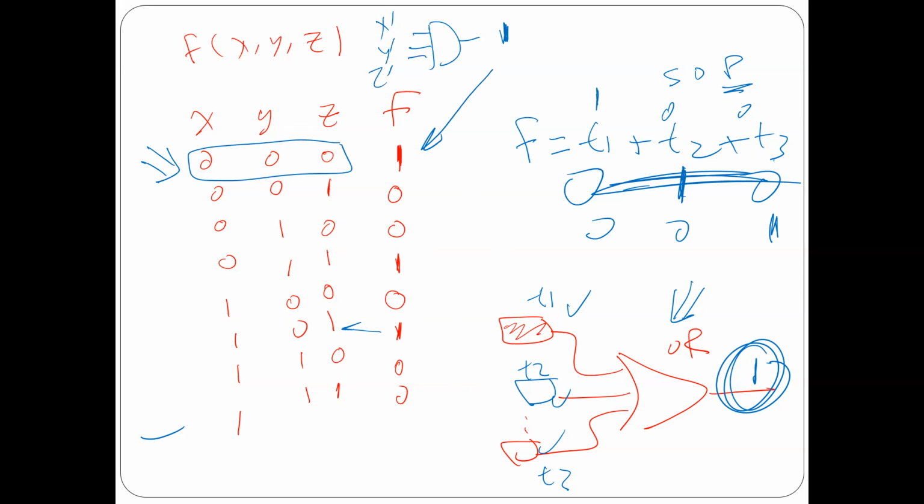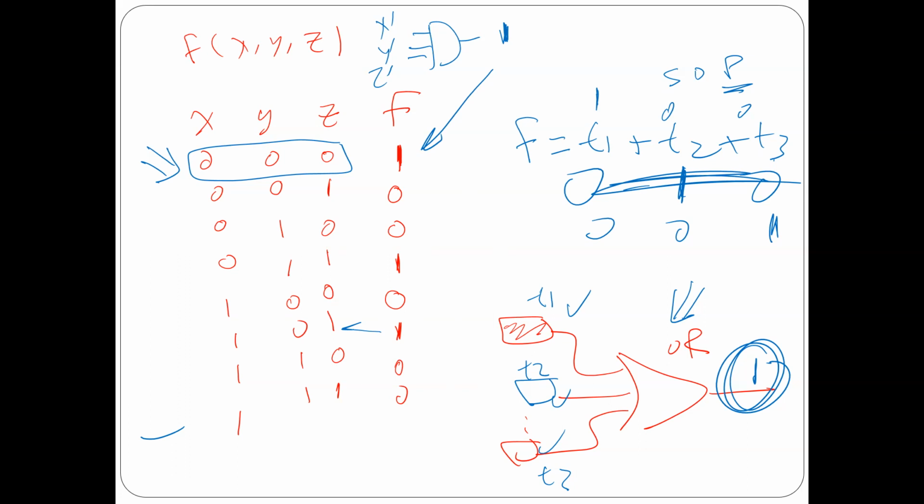For any other input, I'm not going to get 1, 1, 1. There should be at least one 0 here to produce 0. So if you do it this way, this term is going to give me only 1 in this specific case. Any other case is going to give me 0, and that's exactly what I want to do.